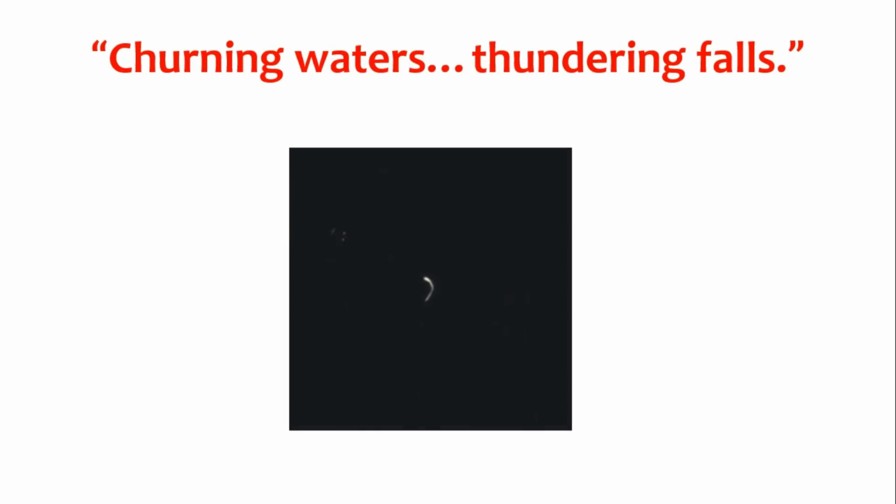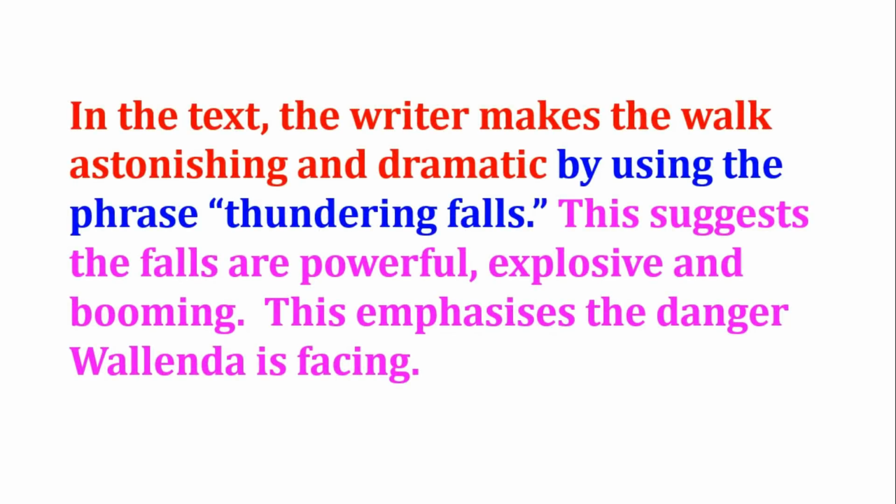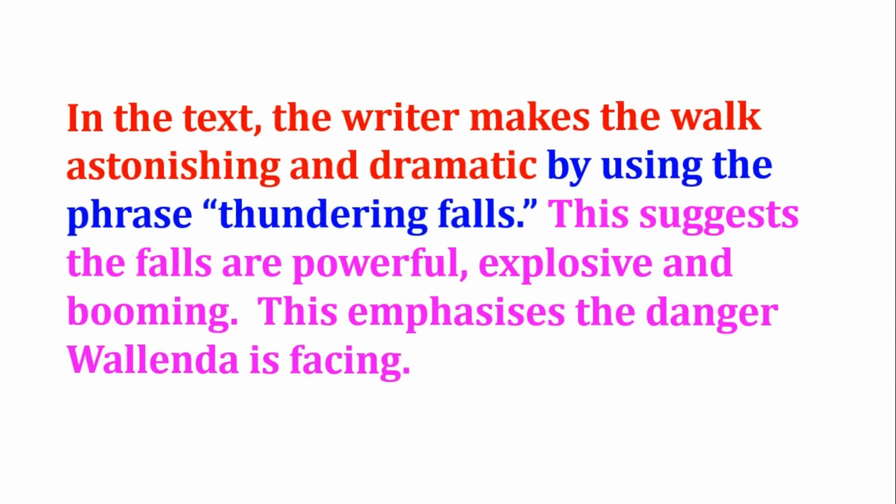So I'm going to zoom in on the adjective thundering and explain why the writer's used it. The writer could have just put the churning water, the falls below, or the Niagara Falls, but he's chosen to use that word thundering. So what does thundering suggest? I put in the text, the writer makes the walk astonishing and dramatic by using the phrase thundering falls. This suggests the falls are powerful, explosive and booming. This emphasises the danger Wallander is facing.